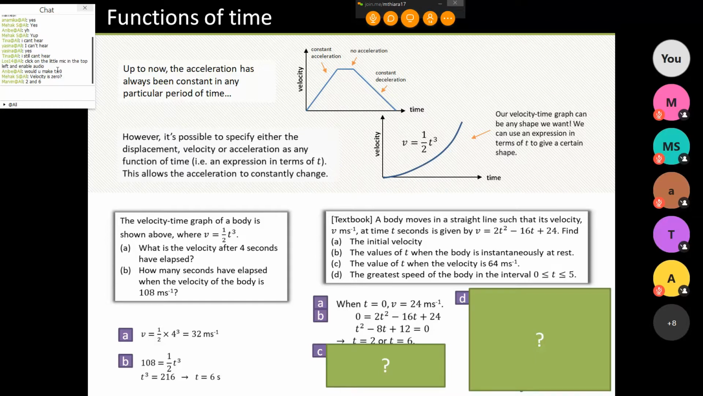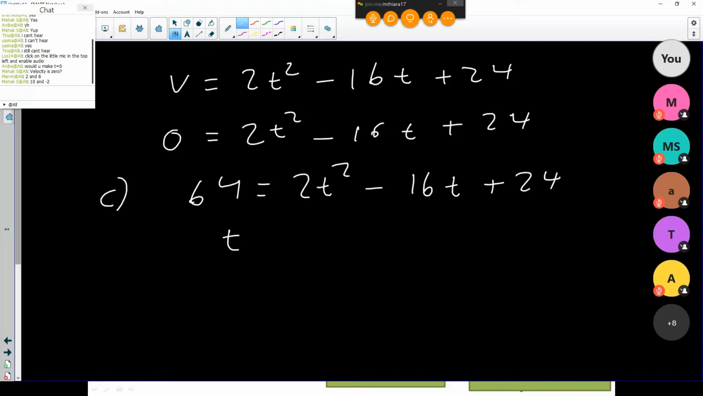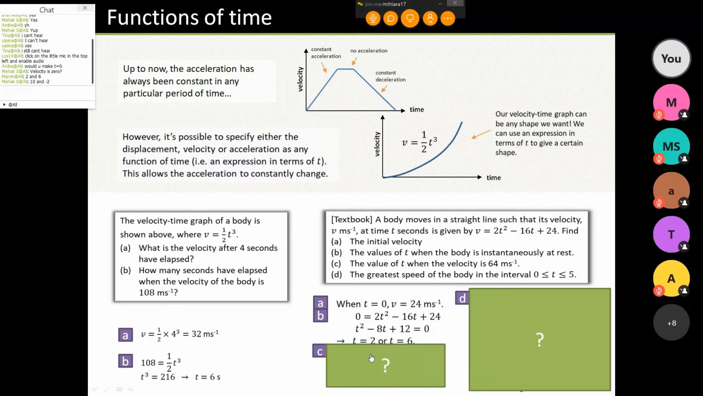Right, has anyone done it yet? I'm waiting for you guys to do it. Right, okay, so Mehek says 10 and minus 2. So that is when the velocity of the object is at 64 meters per second. So here if I just write t equals 10 and t equals minus 2. Now obviously we can't have negative time, so therefore this is not a solution. The only time when the velocity of the object is 64 is when t equals 10, and this is going to be our only answer. Okay.